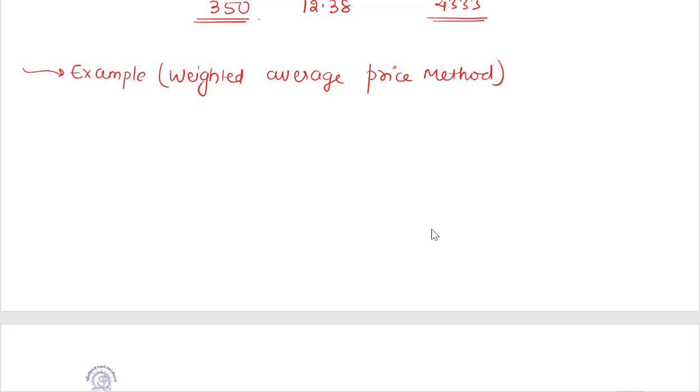Let us see one more example. Weighted average price method.